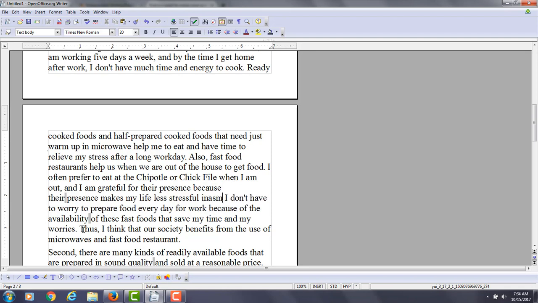How about "in"? Let's do that. Put a connector in there. So it makes my life less stressful in as much as I don't have to worry to prepare food every day for work because of the availability of these fast foods.